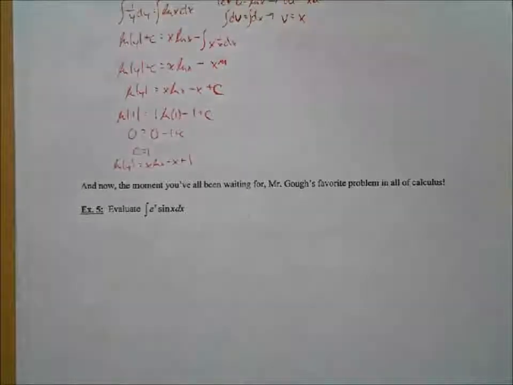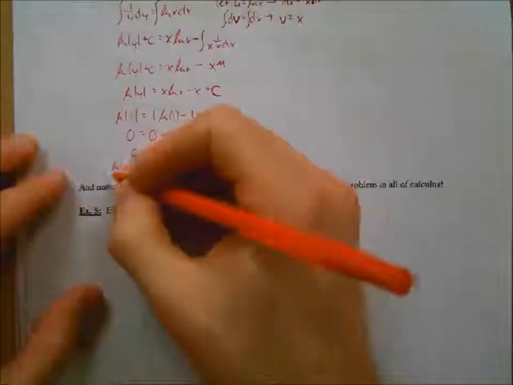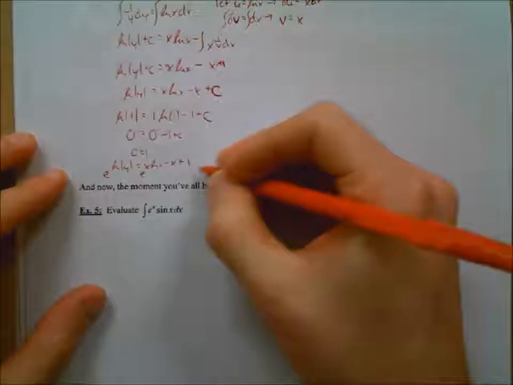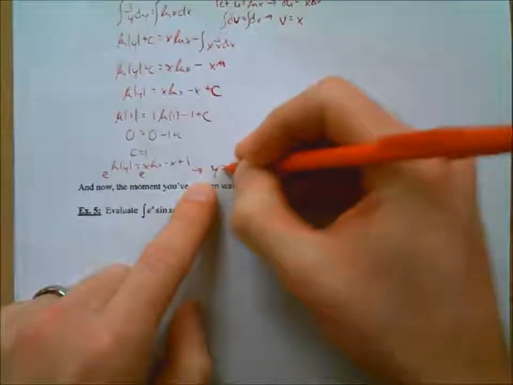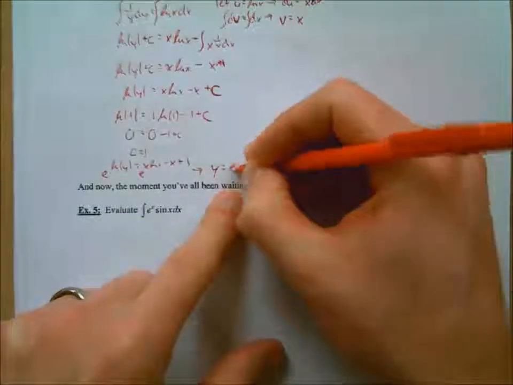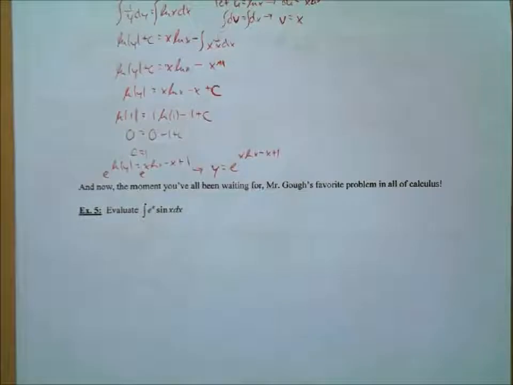But of course, to finish solving for y, to get y by itself here, what do we need to do to both sides? e, okay, we're going to do e to the left-hand side, e to the right-hand side. I'm running out of space, so I'll just arrow over here. And so we end up then with y equals e to the x ln x minus x plus 1.